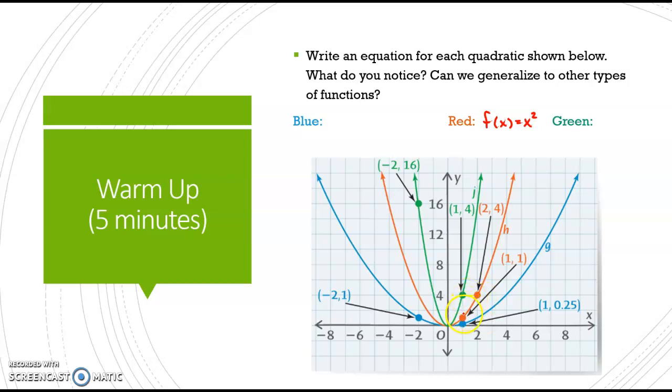If I look at the green function, it still is a quadratic. It still has a squaring in it, but I not only square that one, but I also multiply it by 4. This point would be 1 squared times 4. This point right here is (2, 16). So that would be 2 squared, which is 4, times 4 would give me 16. So the green equation looks like it's the same as the red equation, except after you square it, you multiply everything by 4.